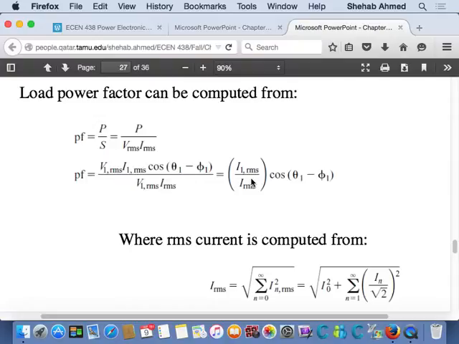So one way to fix it is to add systems that will generate reactive power, like a capacitor. A capacitor will generate reactive power, like an inductor consumes reactive power, right? Inductive loads would consume reactive power and create more inductive reactive power in the system. Capacitive loads will generate reactive power. So one solution would be to add some capacitors.